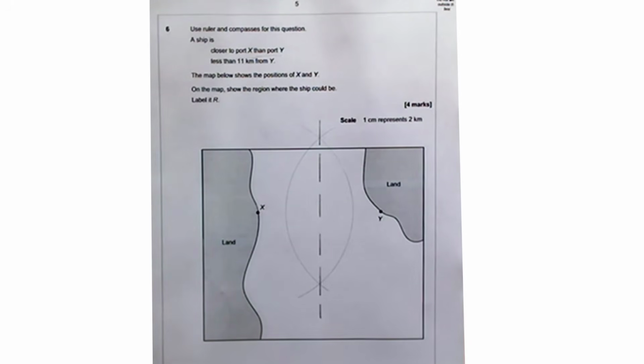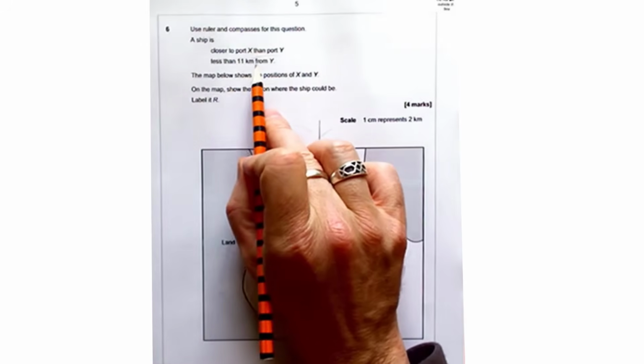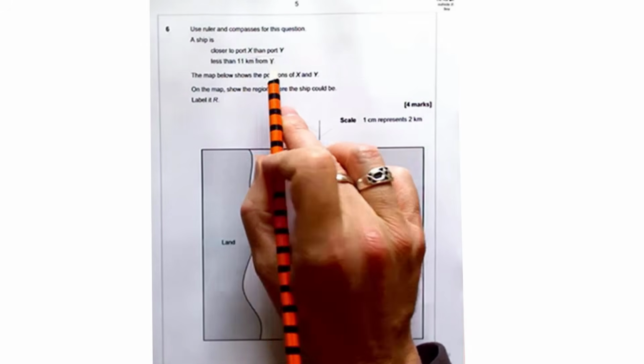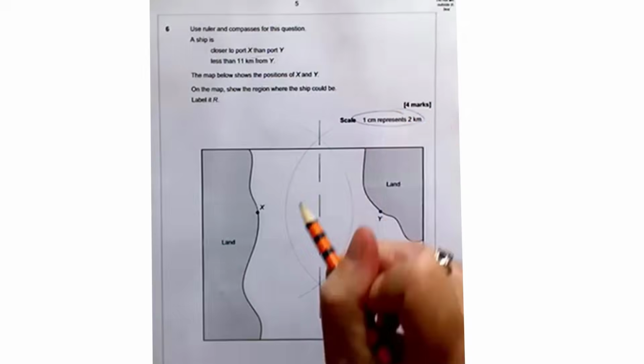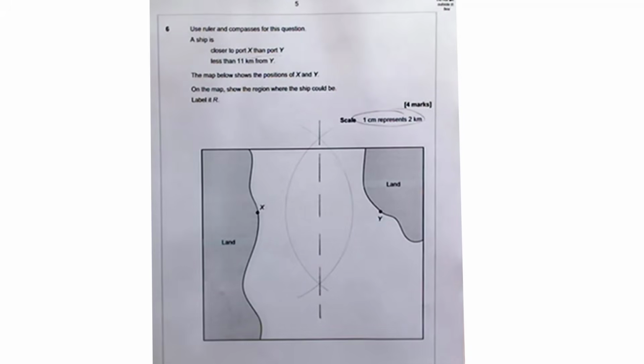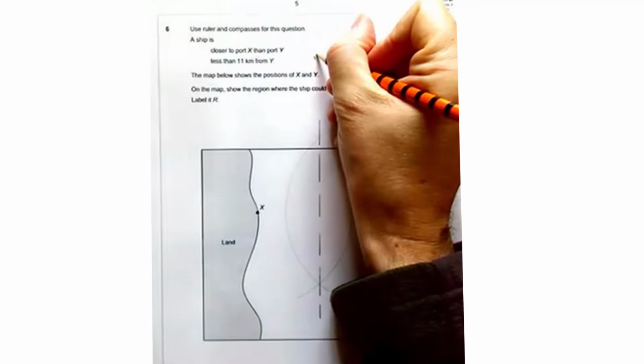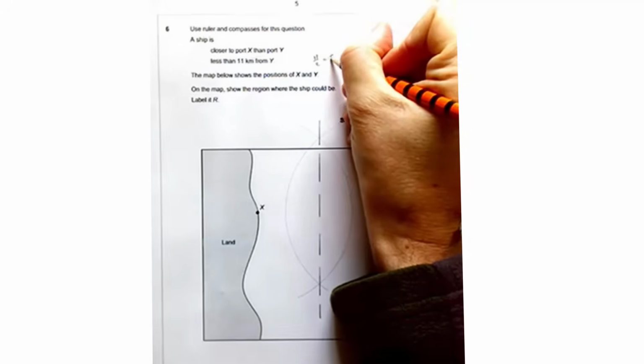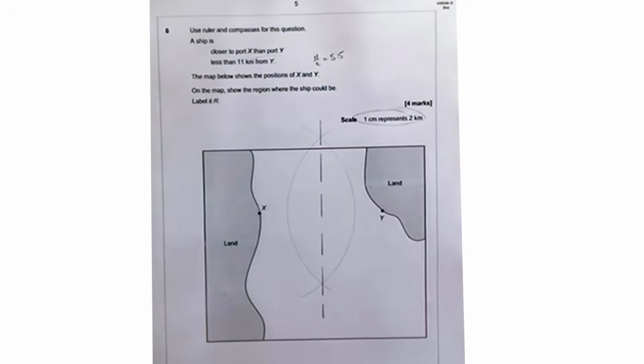and Y. Right, now next we need to work out the points which are less than 11 kilometers from Y. Now the scale of this diagram is 1 centimeter represents 2 kilometers. So taking 11 and divide it by 2, I should have a distance of 5.5 centimeters on my diagram. So we need to get our compasses out again. We need to set it to 5.5 centimeters.